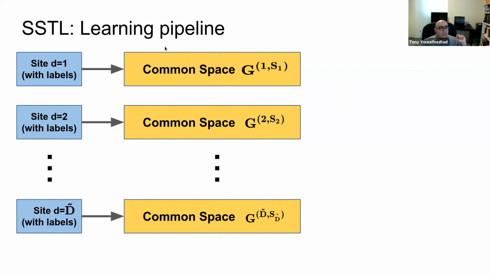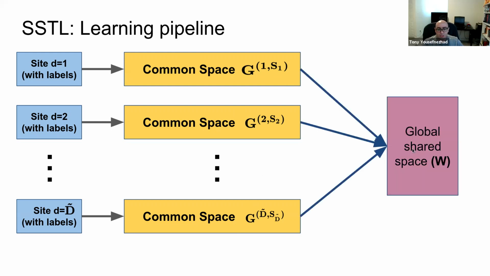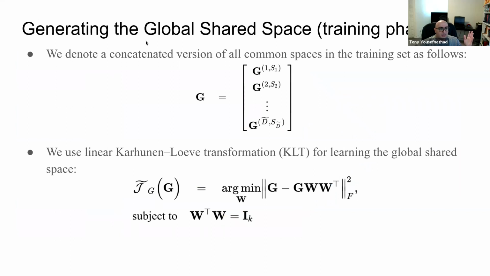The idea here is that after generating this common space for a set of training, we can map all of these common spaces to something called the global shared space W. This is the main idea. We map the shared spaces to a global shared space which is shared across all of the sites for the training set. And then after we generate this W, we can use it for the testing set as well. So how can we do this? This is a simple procedure.